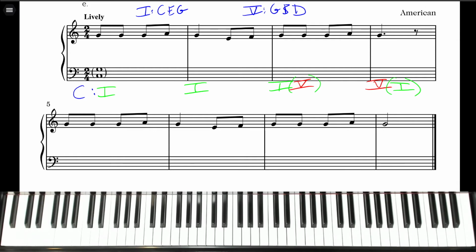You can do either. On the next system, we'll start the same way. 1 chord, 1 chord, and in this case, to create a sense of finality, 5 chord, returning to the 1 chord. Next, we'll notate the notes.